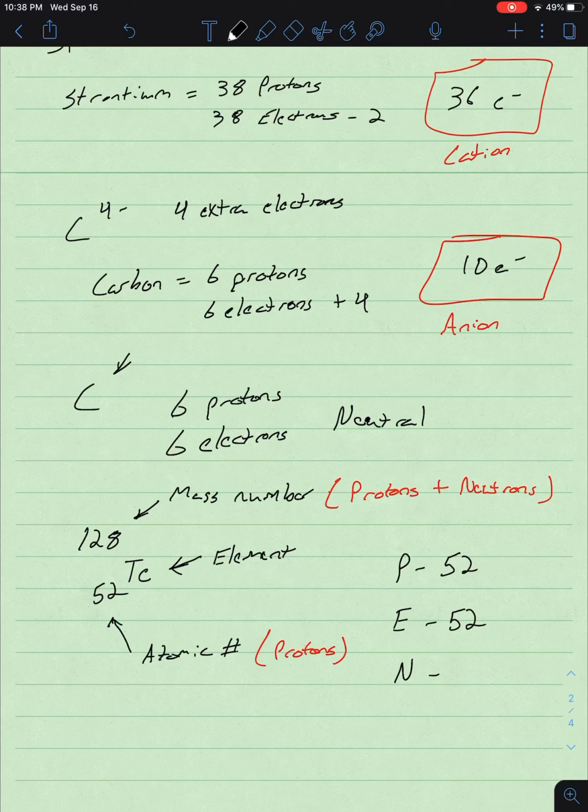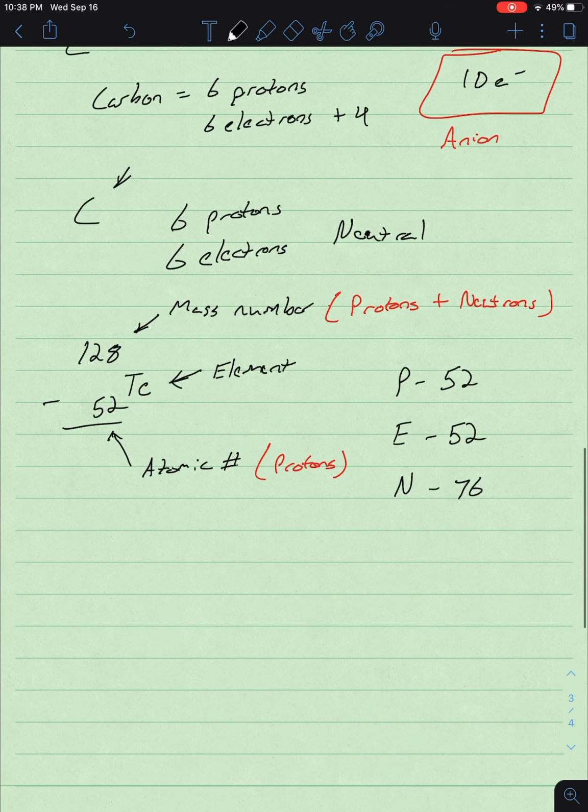Now to find neutrons, all you have to do is subtract this bottom number from the top number. So you're going to do 128 minus 52. Your mass number minus protons will give you your neutrons. So 128 minus 52 gives me 76. Okay, that is it. So now let's give you another example.